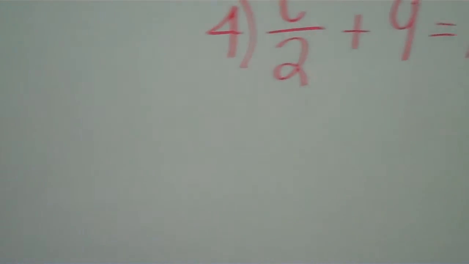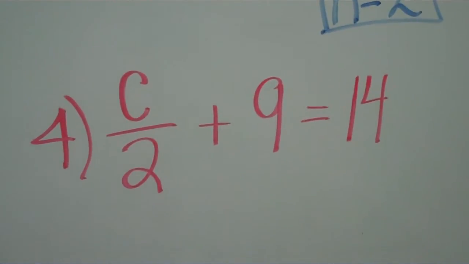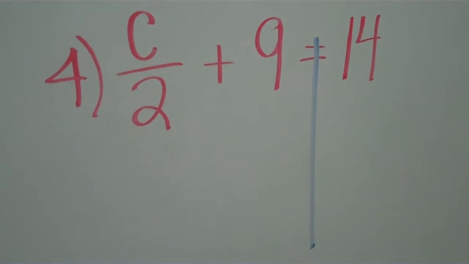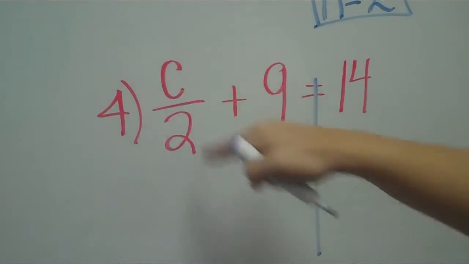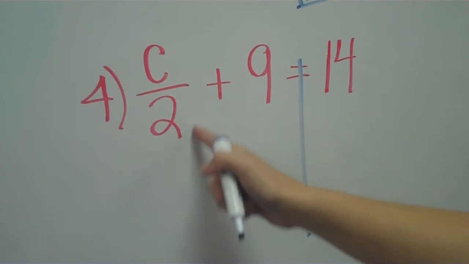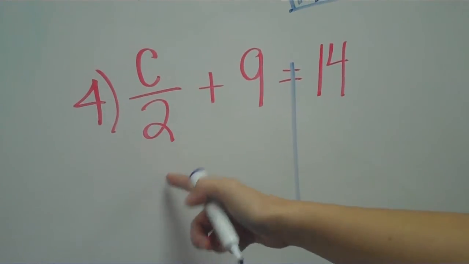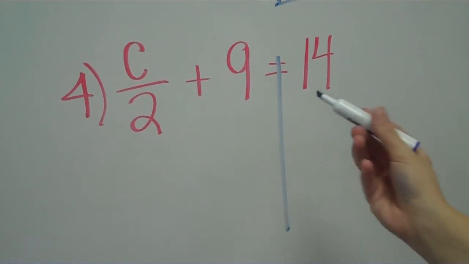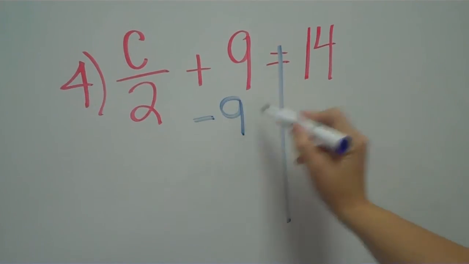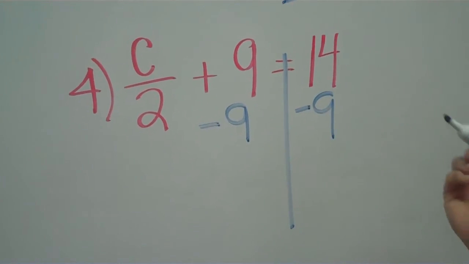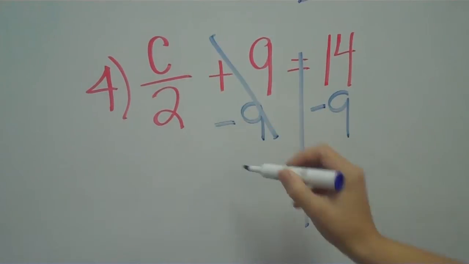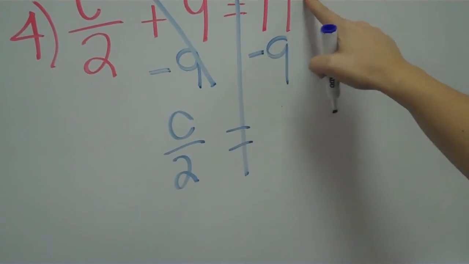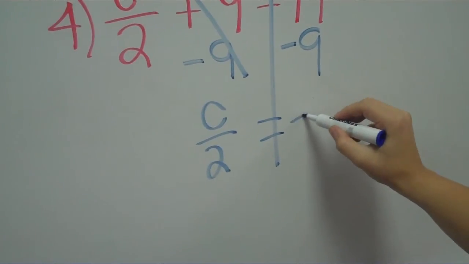This one's probably a little easier. It looks weird, though. C divided by 2 plus 9 equals 14. You draw your line. You're C. Who's your best friend? Well, the person that's closest to you is that 2. Y'all are kind of hanging out together. So best friend's going to stay. We're going to get rid of this plus 9. So the opposite of adding 9 is subtracting 9. Subtract 9 on both sides. These go away. I bring down C over 2 equals 14 minus 9 is negative 5.